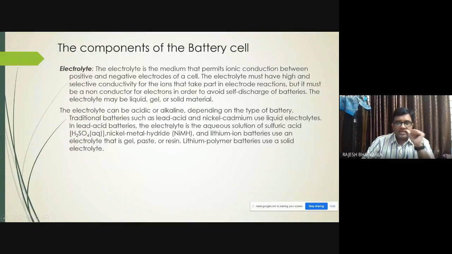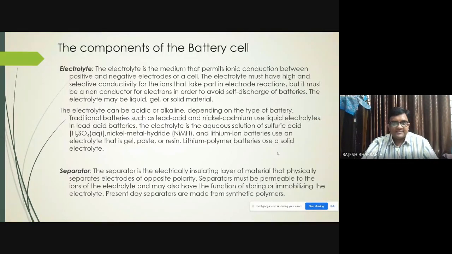So the electrolyte may be acidic or alkaline in nature. In lead acid battery we use H2SO4, and in nickel metal hydride batteries we use hydroxides. And there are many types of electrolytes. Then the separator. The separator is an insulating material which separates the electrodes. It also acts like a selective conductor in order to separate both the electrodes. Generally we use polymers.